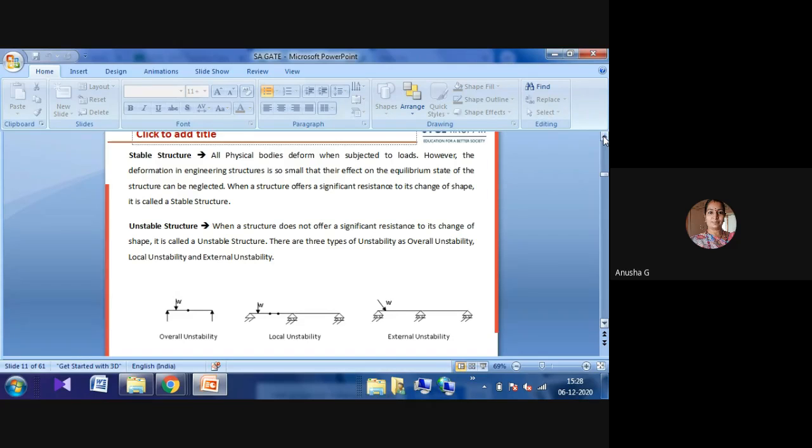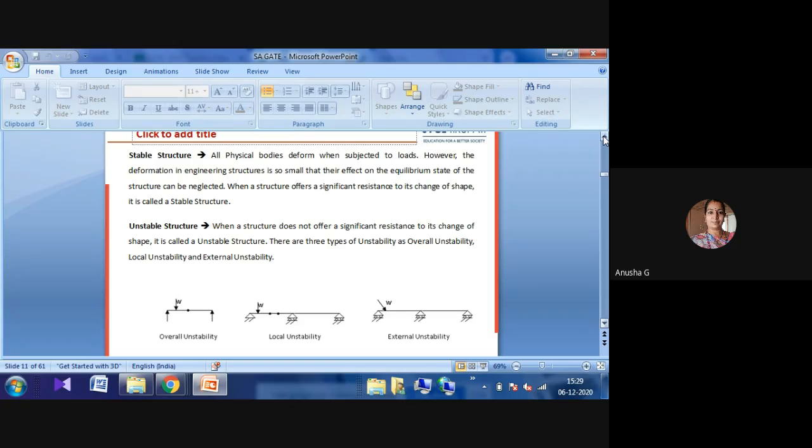Okay, now we'll see whether a structure is a stable structure or an unstable structure. First of all, you have to know what is meant by a stable structure. All physical bodies deform when subjected to loads. However, the deformation in engineering structures is so small that its effect on the equilibrium state of the structure can be neglected. When the structure offers significant resistance to a change of shape, that type of structure is called a stable structure. That is nothing but, suppose we are taking one single room, there will be some load acting on that one.